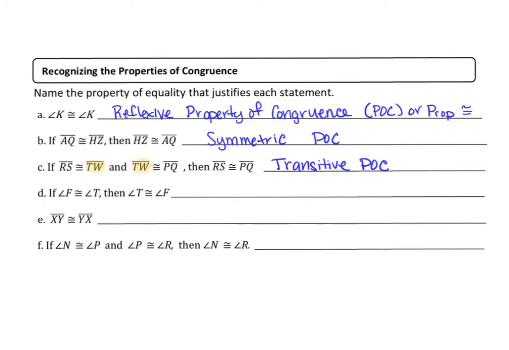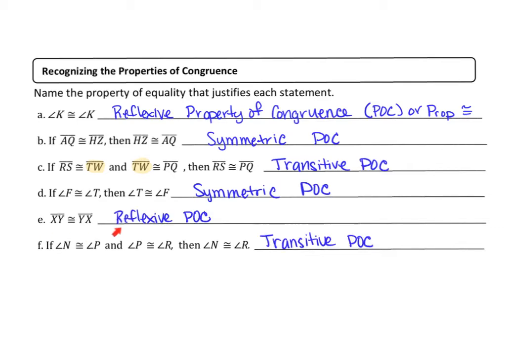Let's look at letter D. If angle F is congruent to angle T, then angle T is congruent to angle F. Which property is this? This should have been symmetric property of congruence. Go ahead and try letters E and F on your own. So pause the video, do them on your own, and then unpause the video to check your work.